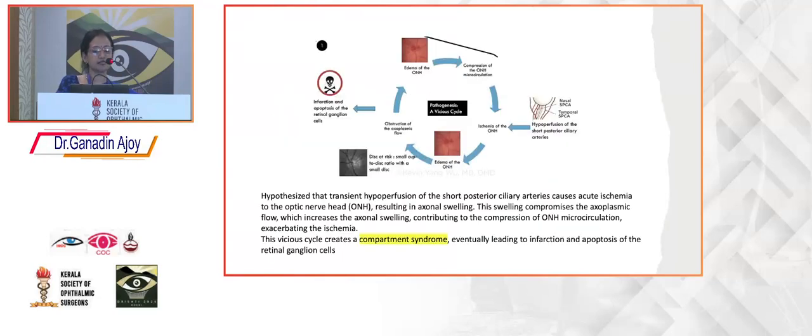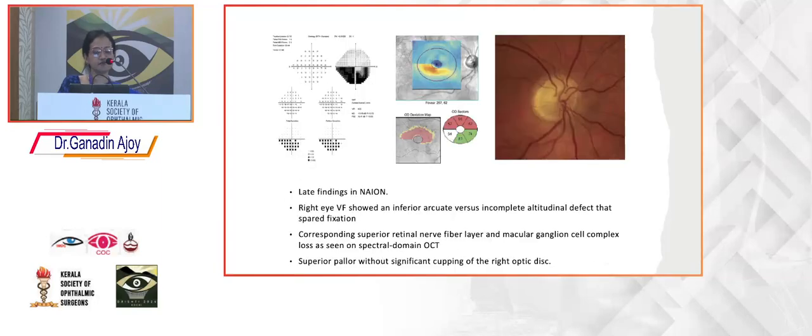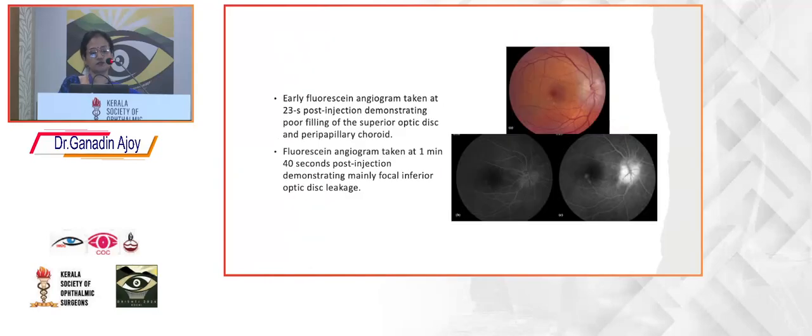So it is basically a compartment syndrome where the ischemia of the ONH from the hypoperfusion leads to edema, obstructs axoplasmic flow, again leads to edema, and then causes further compression of the circulation. It's a vicious cycle. The established risk factors are hypertension, diabetes, hypercholesterolemia, optic disc morphology, and perioperative visual loss. The late findings include disc pallor and corresponding nerve fiber thinning and macular ganglion cell loss. This is seen on OCT. FA shows initially a poor filling of the disc and the peripapillary choroid with late focal leakage.